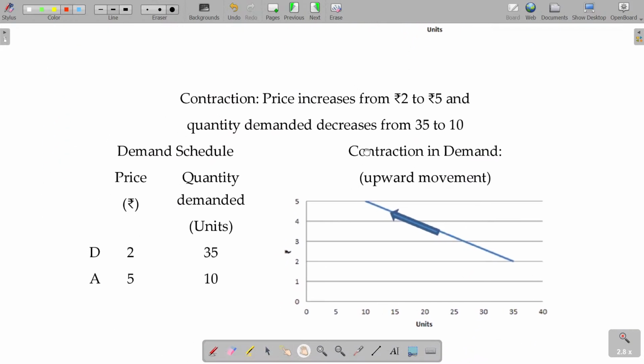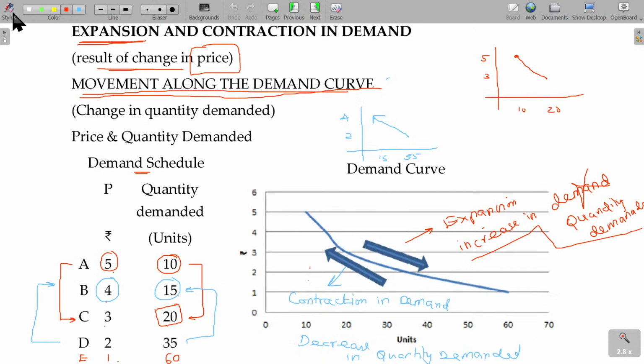And in the other case, if the price increases from 2 to 5, quantity demanded decreases from 15 to 10, and the curve shows an upward movement, which is called contraction in demand. I explained that in detail here itself, so you have to understand the terms expansion and contraction in demand. This is just due to the change in the price of the commodity, and this change has its impact along the curve itself, on the whole demand curve.